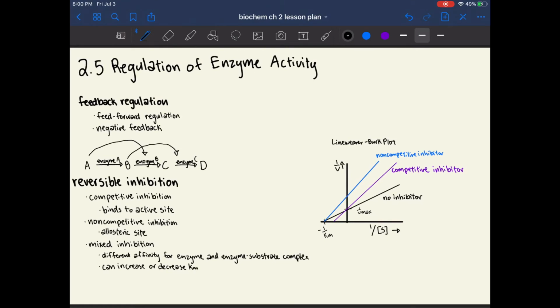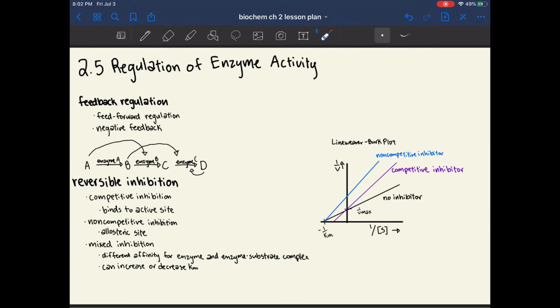Negative feedback is when, for example, we have now made too much of substance D. Substance D can go back and inhibit enzyme C, B, or A. This is called negative feedback because it tells you that we've made too much of this, it's time to stop. There are different kinds of inhibition for enzymes. One is called reversible inhibition. Reversible inhibition means that this inhibitor can bind and it can unbind later if necessary.